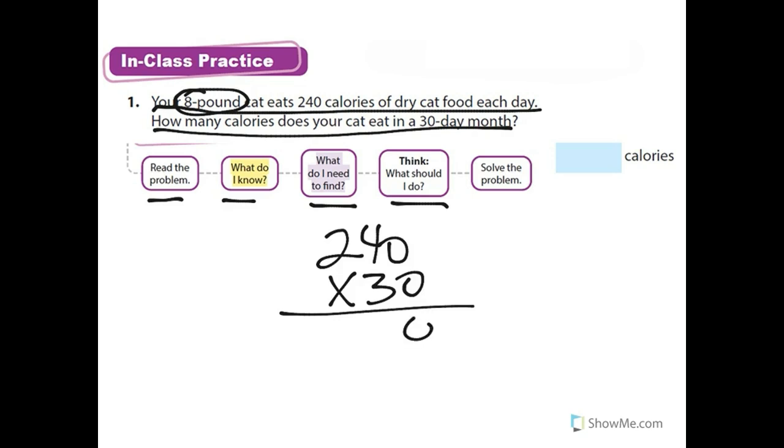So I'm going to drop my 0, and then I'm going to start in the tens place. That's why I have my 0 there. Remember, because it's 30, not just 3. So 3 times 0 is 0. 3 times 4 is 12. Carry that 1. 3 times 2 is 6, plus 1 is 7. So 7,200 calories. So we read it, found out what we know, then find out what we need to know, then think about what we should do, then solve the problem. That's what you should do each time.